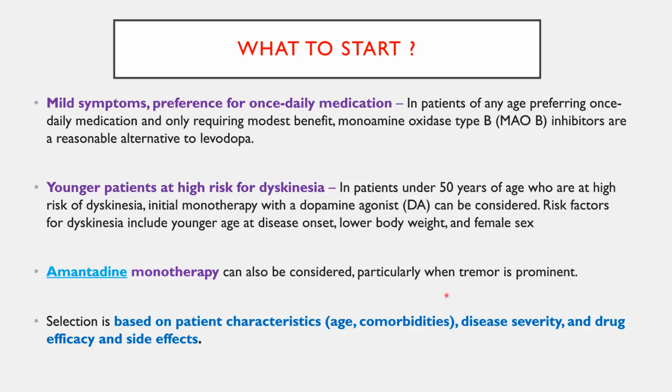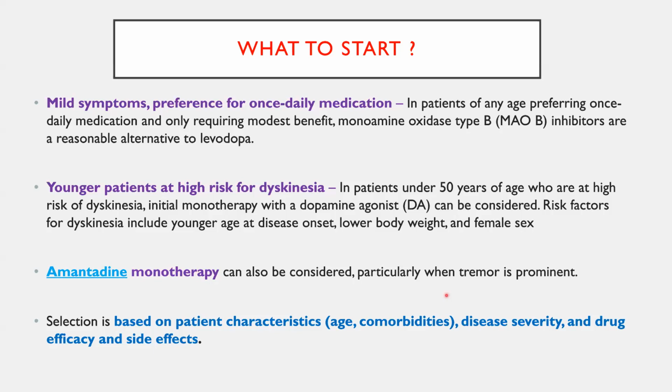If a young patient has risk of dyskinesias, like younger age of onset, lower body weight, female sex, that patient will have more chances of dyskinesia if you directly start with levodopa. So in that setting, better you start with a dopamine agonist. These have good potency and good efficacy and the least side effect of dyskinesia. In this setting, you can start with dopa agonists like ropinirole, pramipexole, or apomorphine.